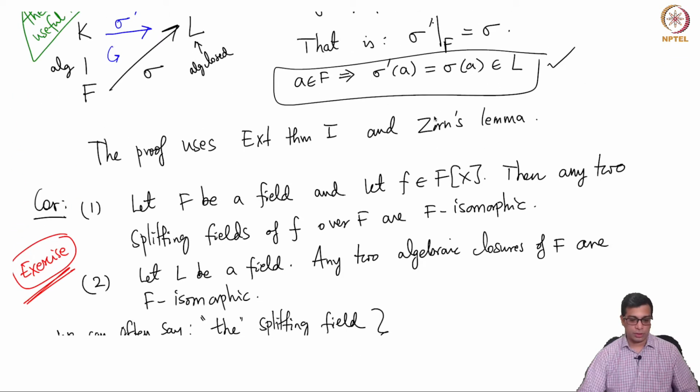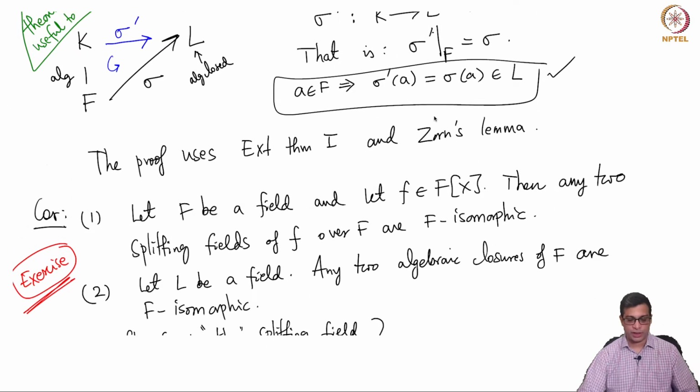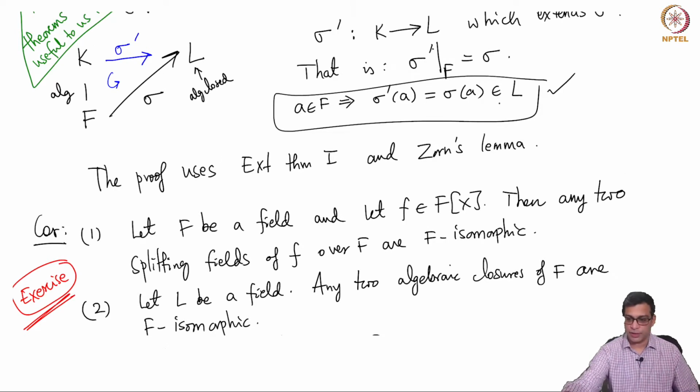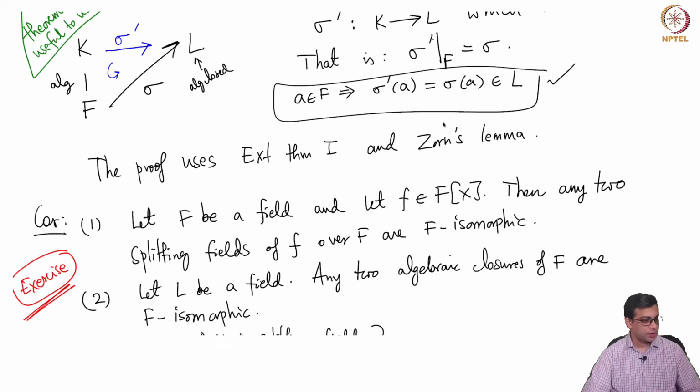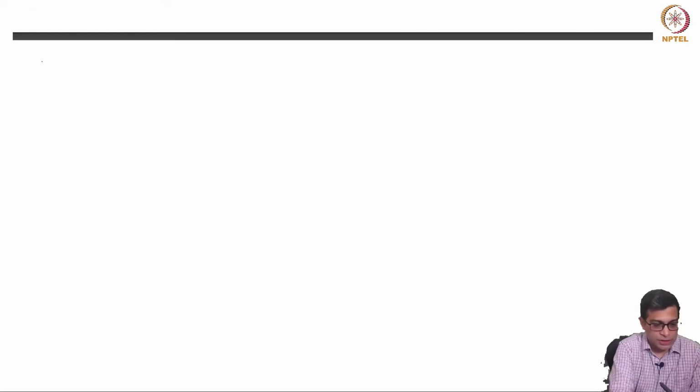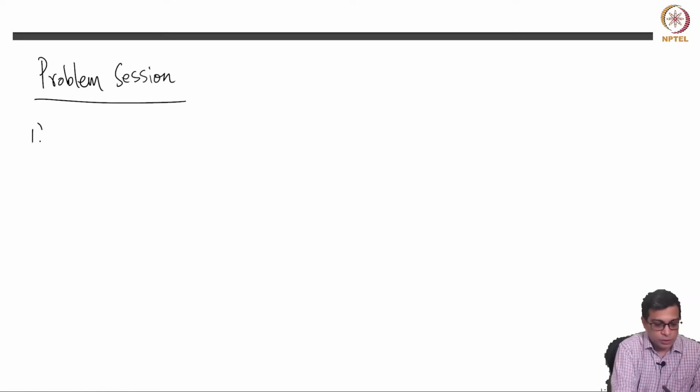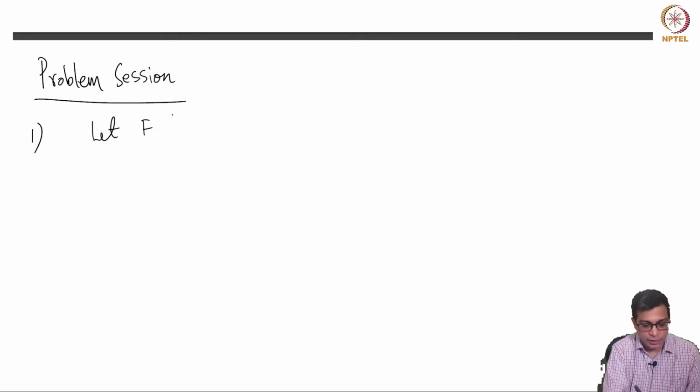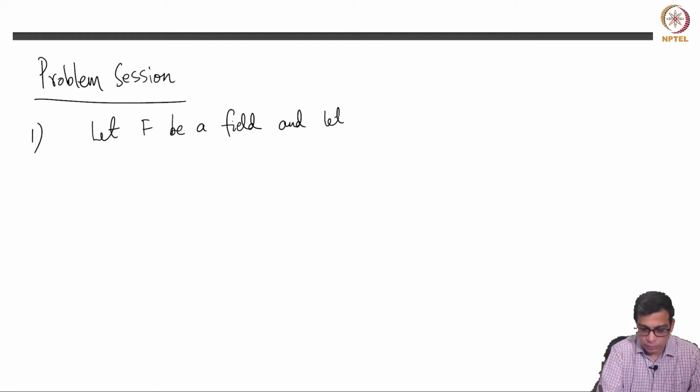So let me start with a problem that I gave at the end of the last video, this exercise that I have written here. You recall that we proved a couple of extension theorems and we talked about algebraically closed fields. So the first exercise today, so today are problem sessions. So the first problem is, let F be a field and let small f be a polynomial over that field.